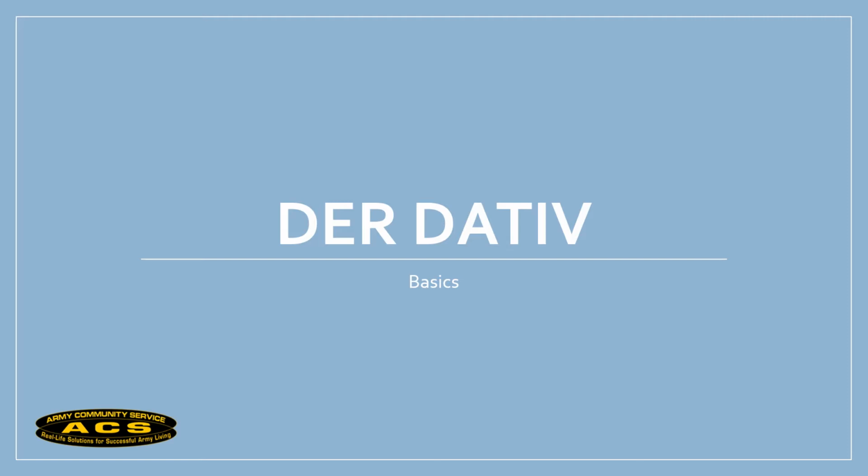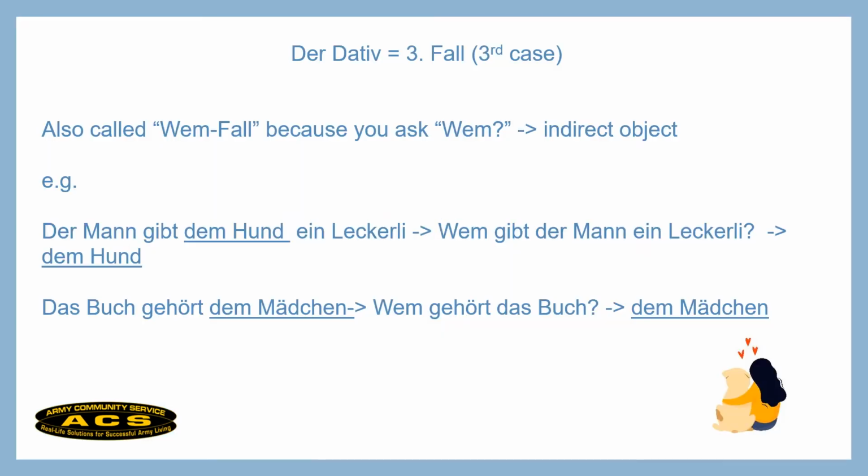And today we will learn a little bit about the dative case, in German der Dativ. The dative case in the German language, also called the third case. Case is Fall in German, so we also call that wem Fall. Wem means whom, because we're asking whom, wem. We're asking for the indirect object.